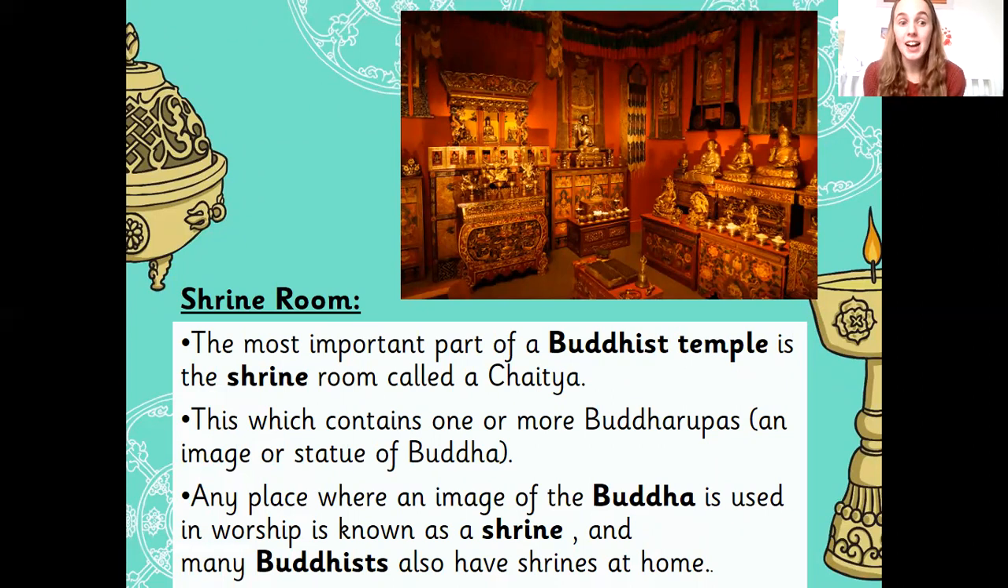The shrine room is vital because in there they've got all the pictures of Buddha, which are actually called Buddharupas, and that just means images of Buddha throughout. Any place where there is an image of Buddha is known as a shrine, and people can worship Buddha there. So when Buddhists worship, they have an image in front of them of Buddha or a statue, and that is how they worship. So they need to have a statue or an image of Buddha in their shrine room when they worship Buddha. So a shrine room is so important because if they don't have it, they can't worship Buddha.